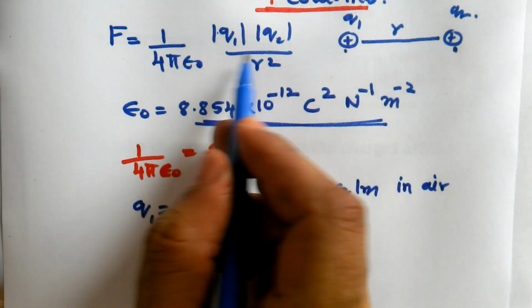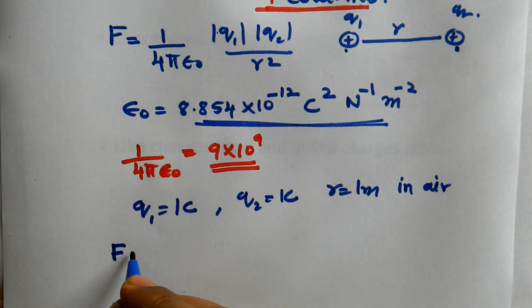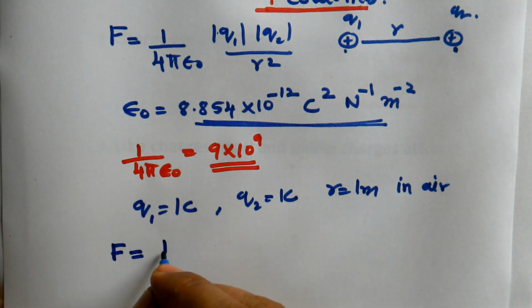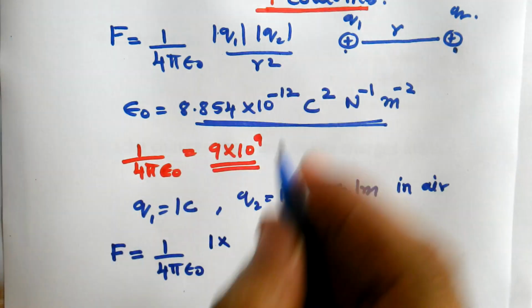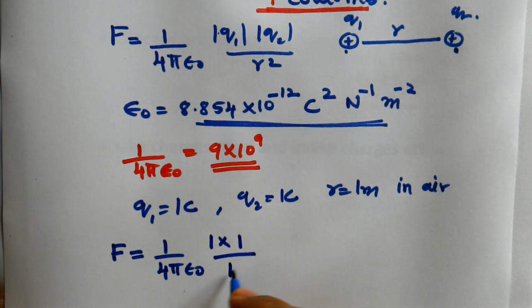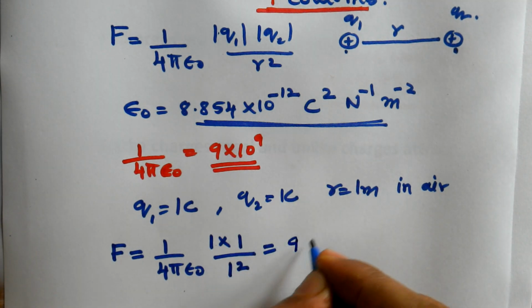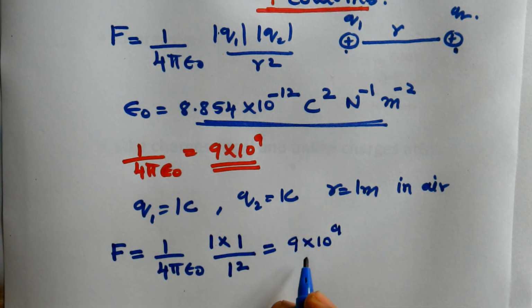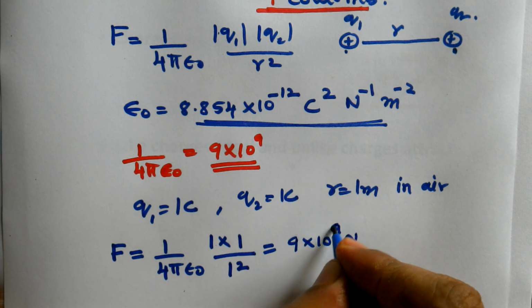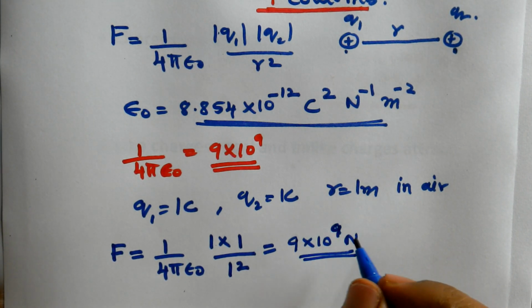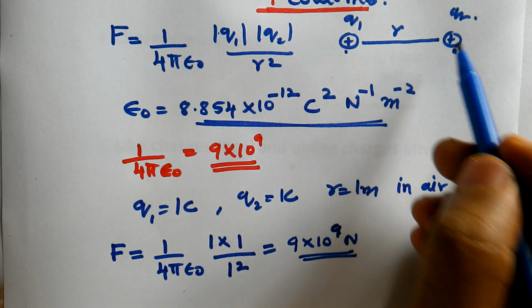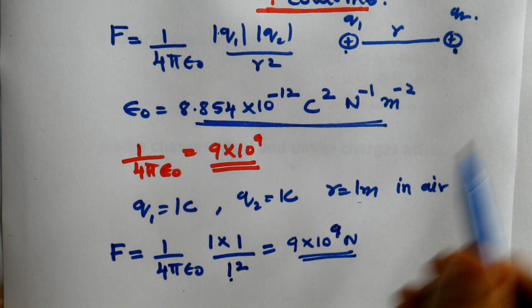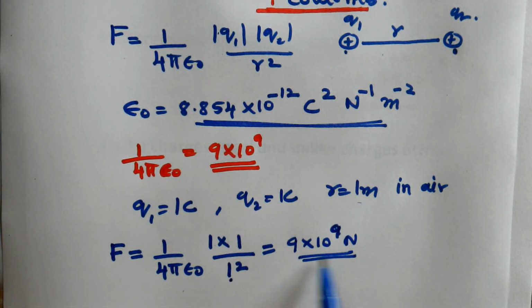Then what happens to this formula? Then the force between those two charges will be 1 by 4 pi epsilon naught, magnitude of Q1 1, magnitude of Q2 1, and square of the distance 1 square. And that comes to 1 by 4 pi epsilon naught, which is nothing but 9 into 10 to the power 9. Now since this is force, I can write the unit as Newton. So here what did you conclude? Suppose two charges, both 1 coulomb, are separated by a distance of 1 meter and kept in air, then the force between them will be this much.